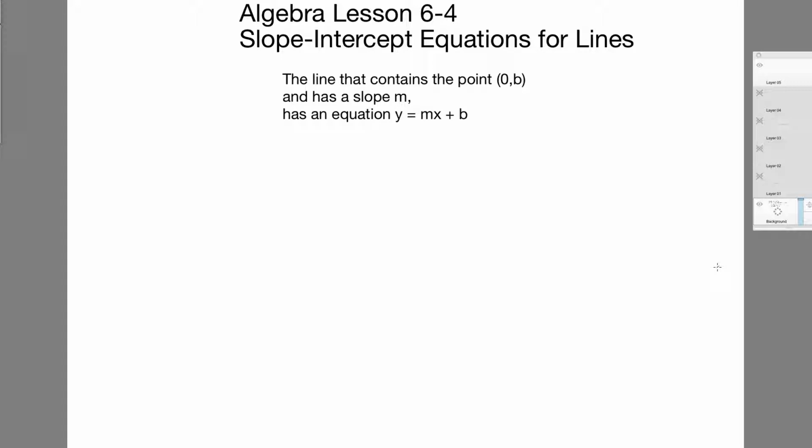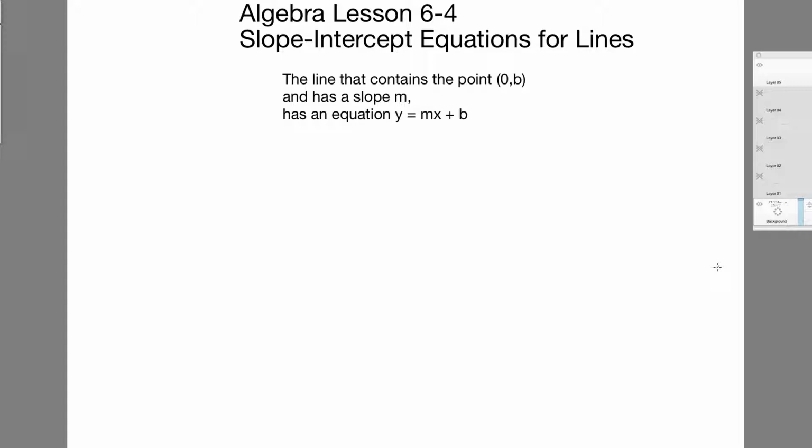So it has a slope m, and it has the equation where y equals mx plus b. So y equals the slope times the x value plus b. And we can see that when x is 0, then y is going to equal b. So that is the point (0, b).